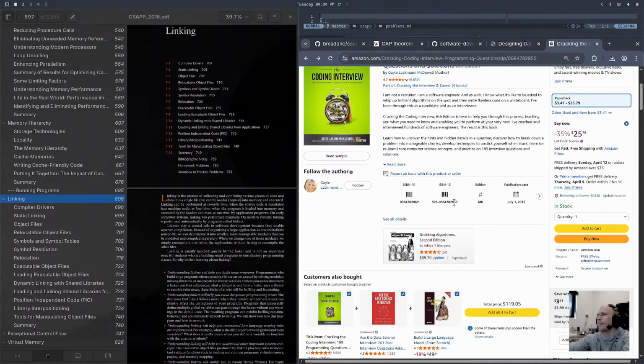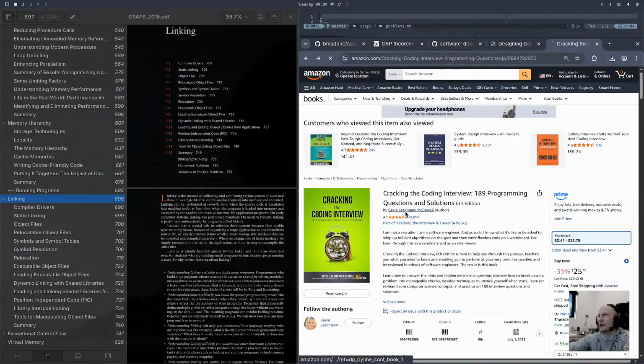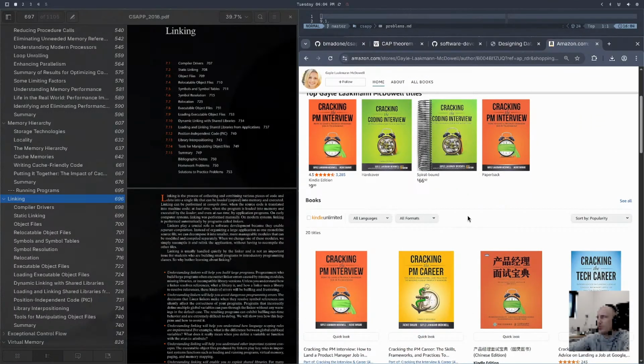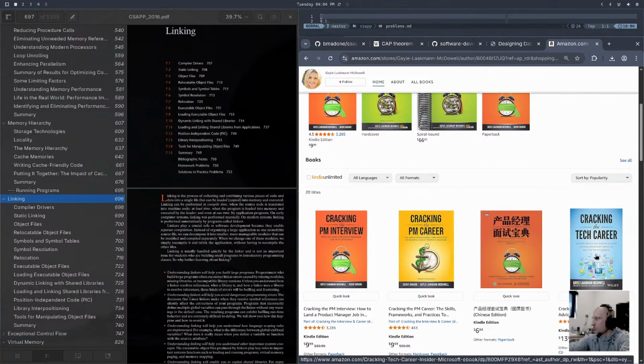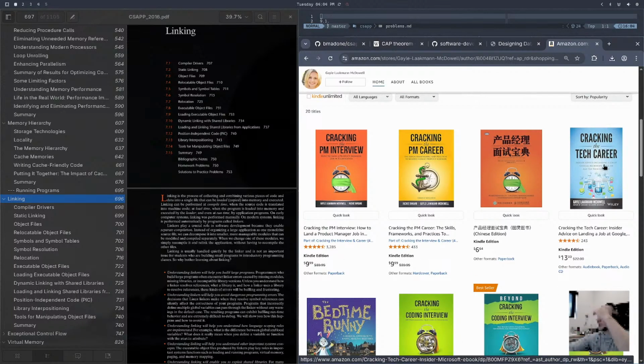Let's see here. There was another one that she wrote. Yeah, Cracking the PM Interview. So she's a product manager. And then Cracking the Tech Career: Insider advice on landing a job at Google, Microsoft, Apple, or any top tech company. So this is probably less about interview prep and more about actually landing the job offer.